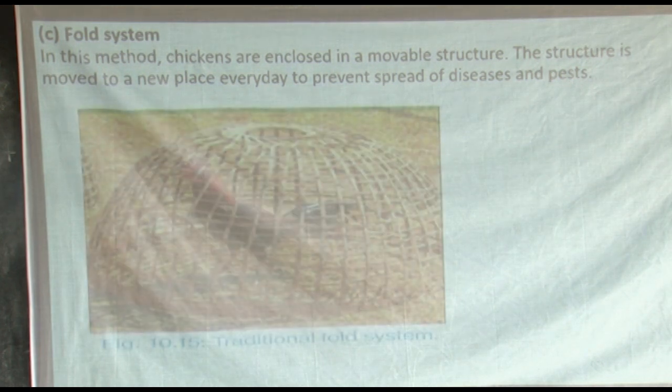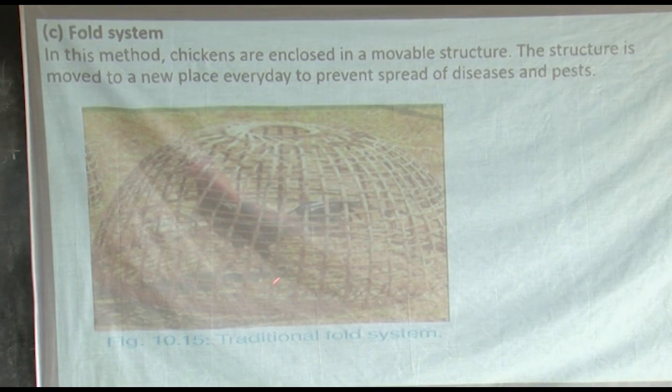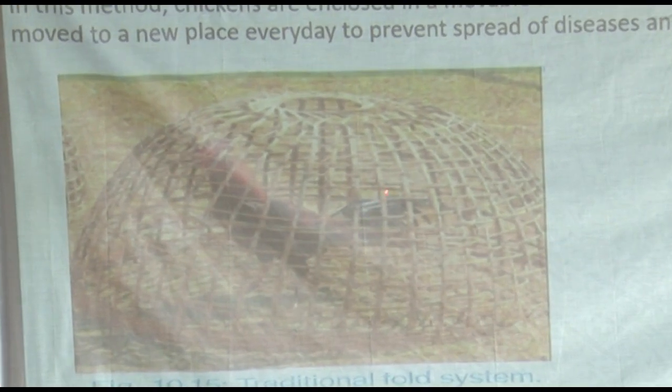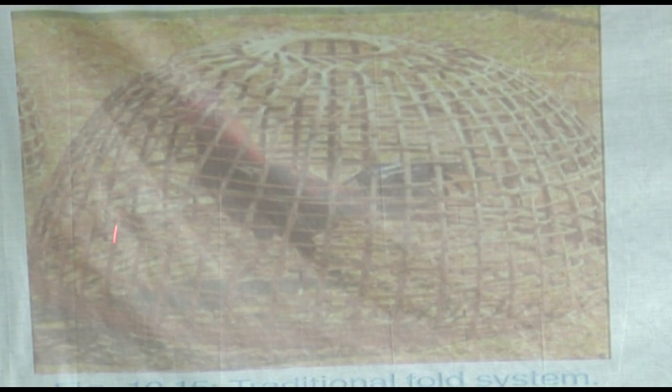Look at this here. You can see this is like a form of a basket turned down, so this can be made at home. It's a traditional method of raising chickens. The advantage here is that it is cheap. You can do it from home. You can have your chickens raised in a fold system just like this. It's an enclosed system. You can easily move it to another place to avoid pests and disease spread.